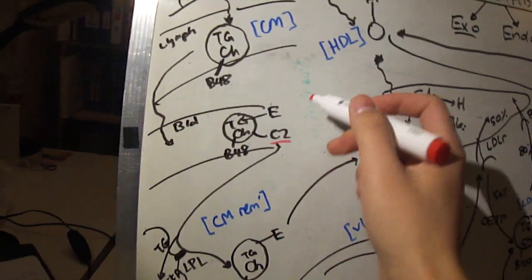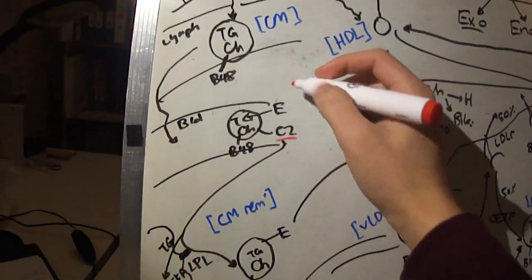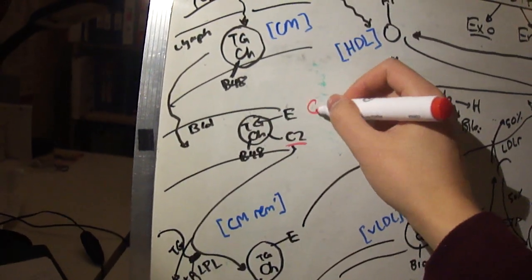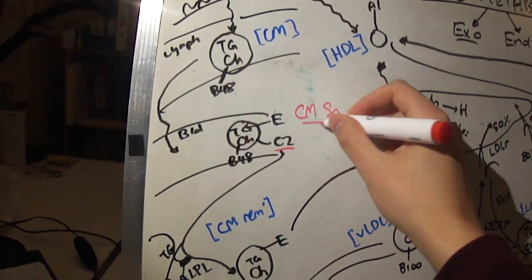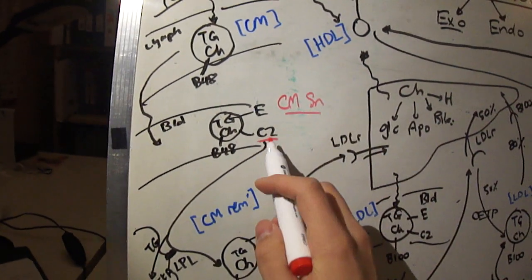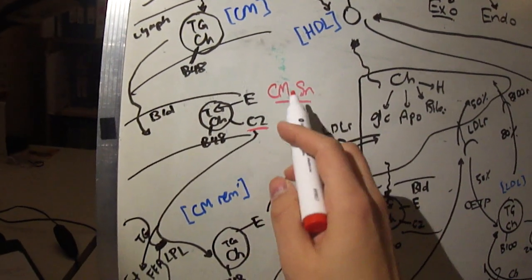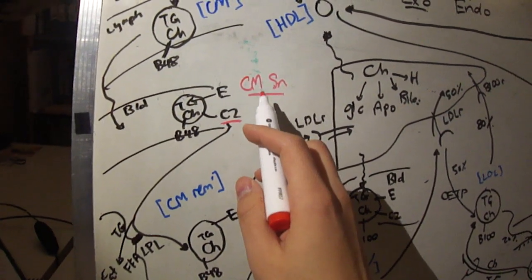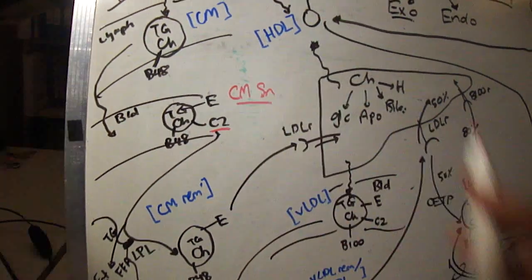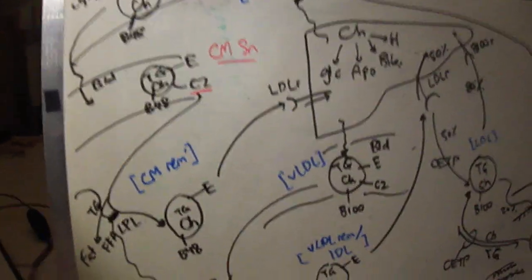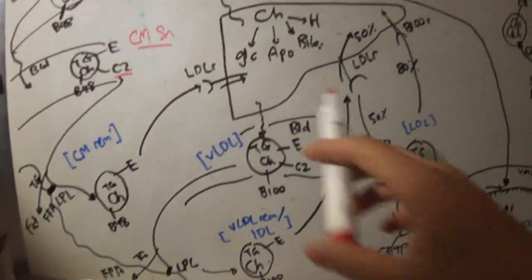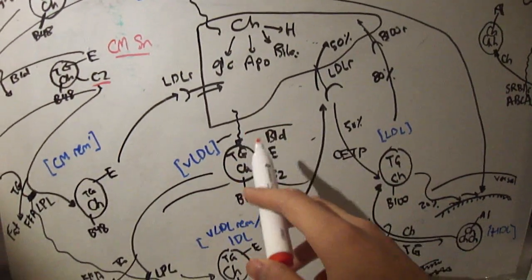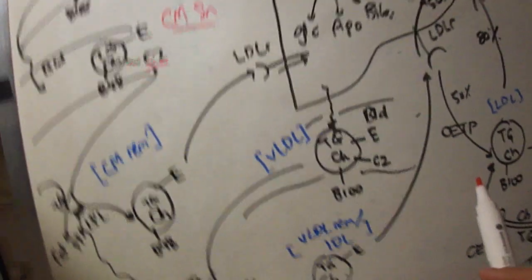And this is going to lead to chylomicronemia syndrome. ApoC2 deficiency leads to chylomicronemia syndrome. Okay, so now let's look at the endogenous pathway. Remember, that was where the liver made its own VLDL, etc.